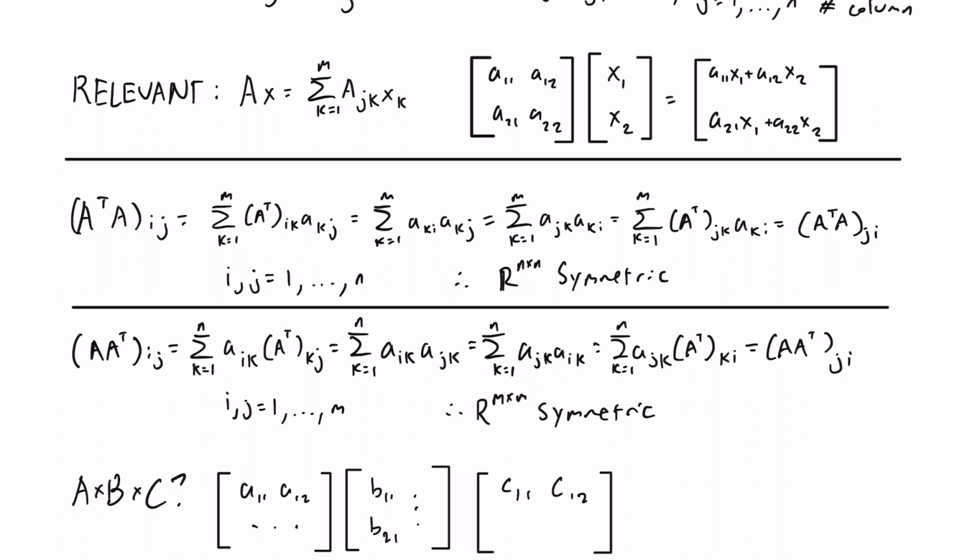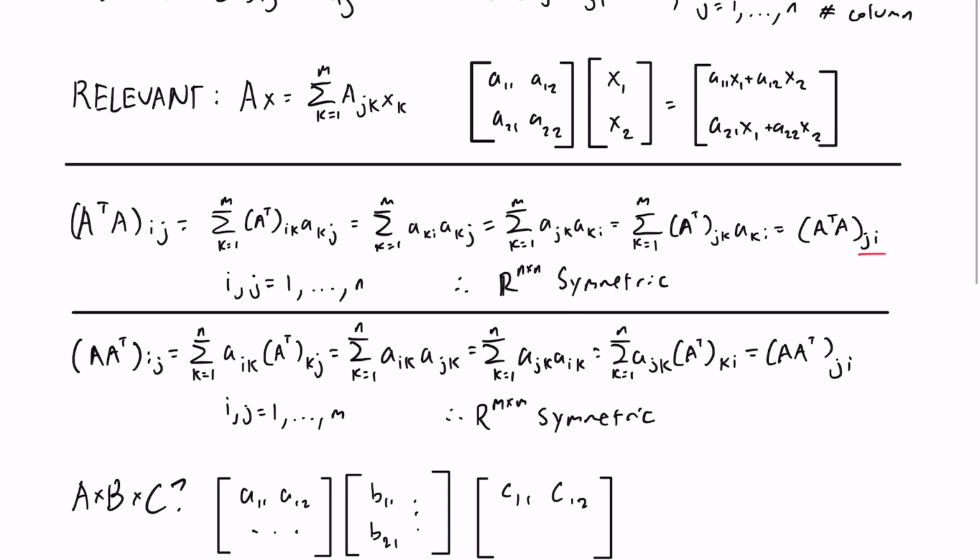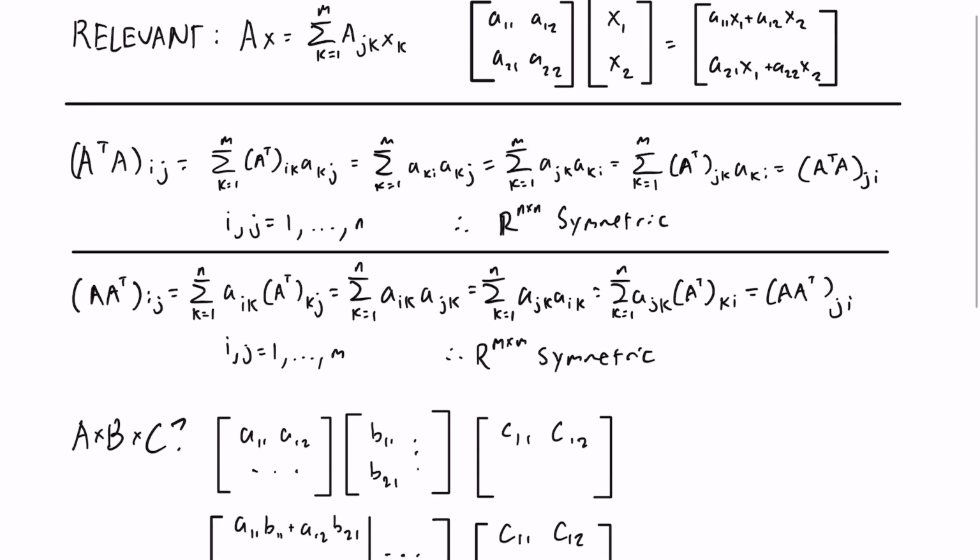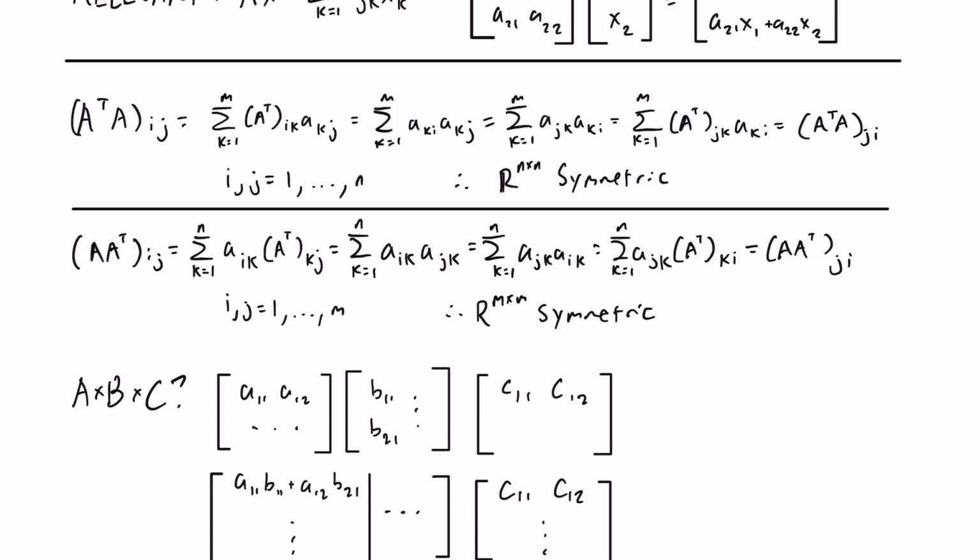Meaning that, first of all, i and j are functionally equivalent, and also k is flipped. Therefore, you can say that (A^T A)_ij is going to be the same as (A^T A)_ji. Since we add up across all m's, we are left with n elements for the rows and columns. So we can say that this is n times n in real space.